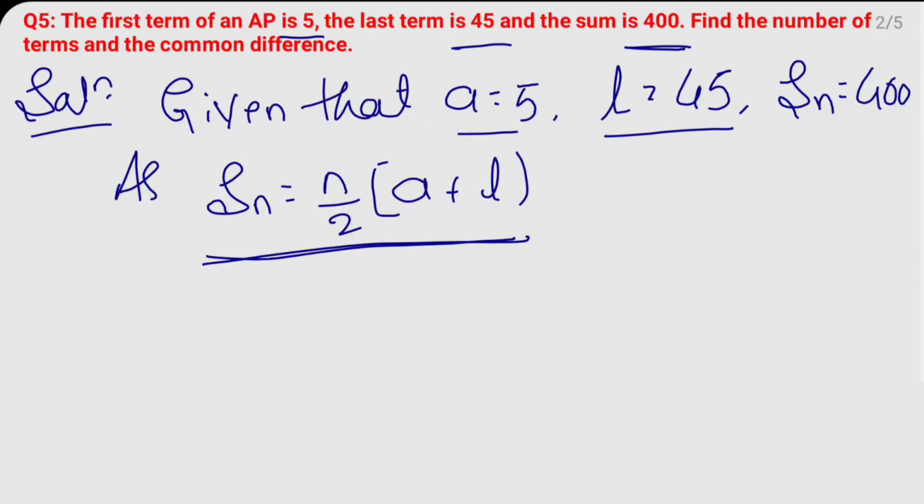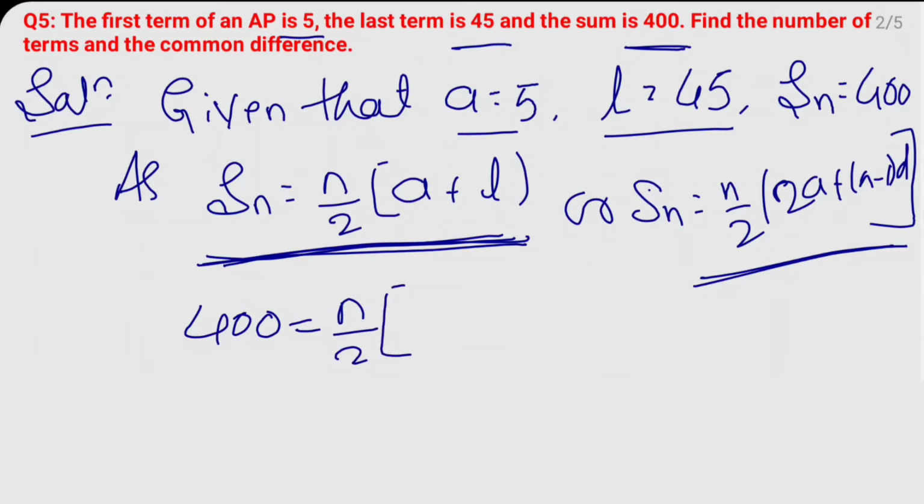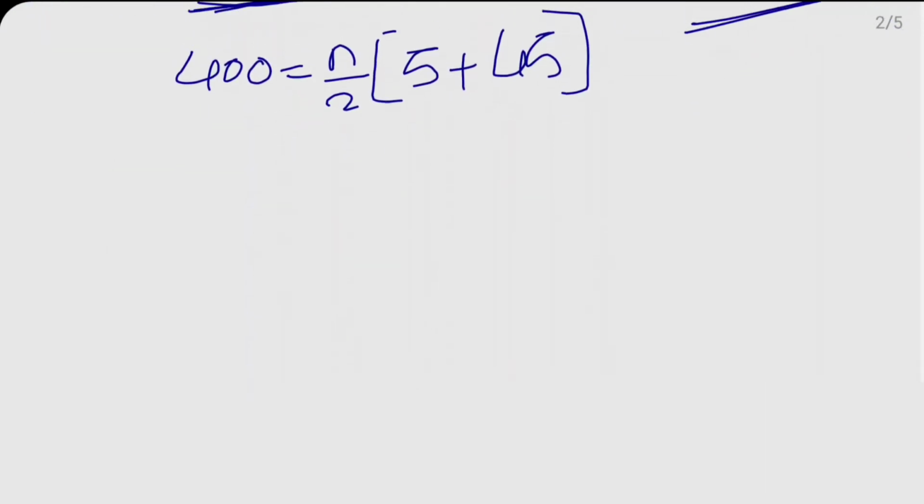So it is easy to find n, or we can use Sn equals n by 2 times (2a plus (n minus 1) into d). We could use this one also to get the n value, but I will use this formula. So now Sn is 400, and this equals n by 2 times (first term 5 plus last term 45).